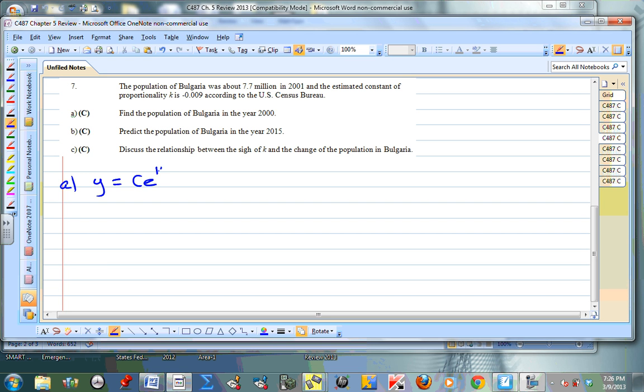y equals c times e to the k times t power. This is our exponential growth and decay model. They didn't tell us any other specific formula to use, so we're talking about growth and decay. We're going to refer to the growth and decay model, the general form. And we'll go y equals, c equals, k equals, and t equals.